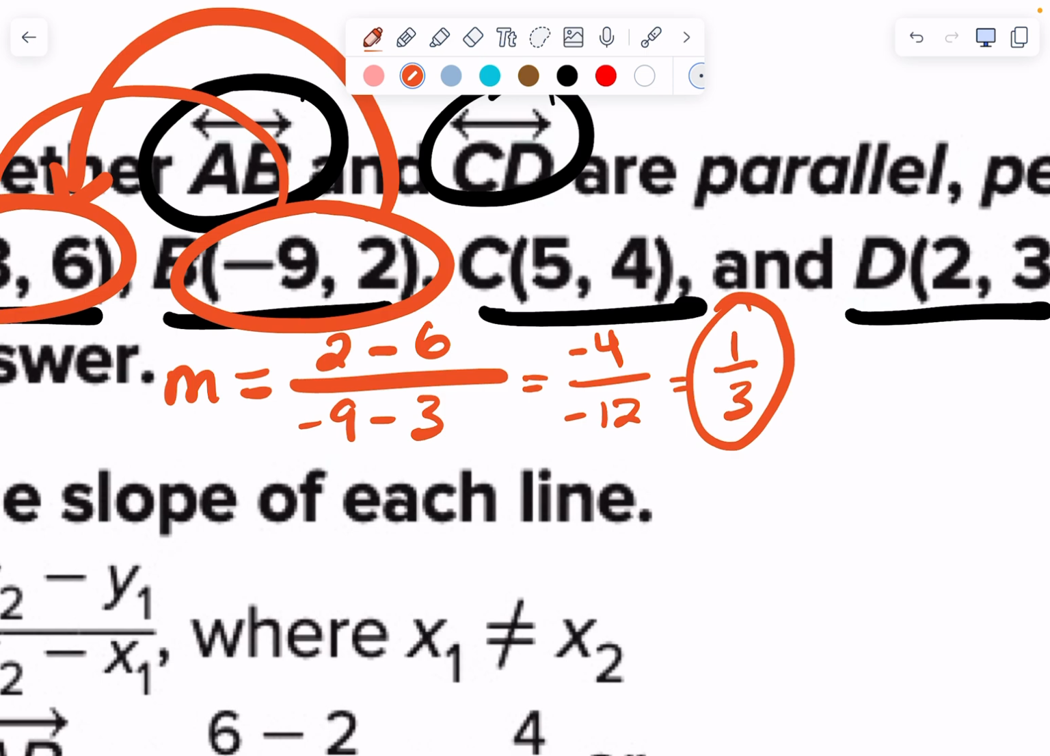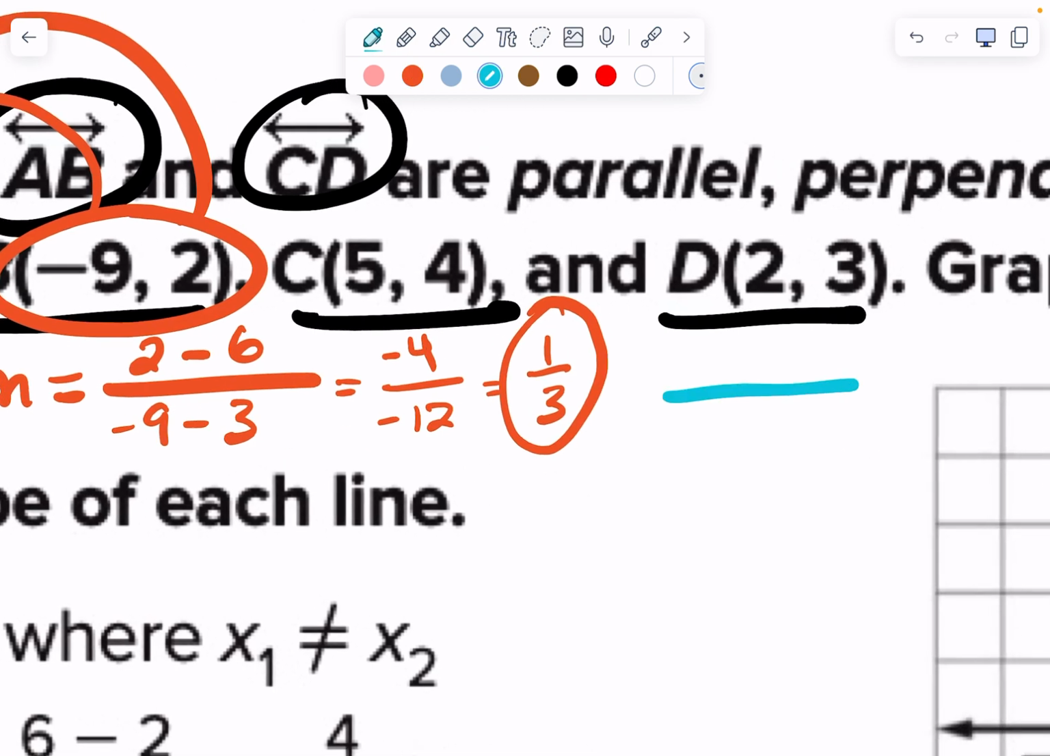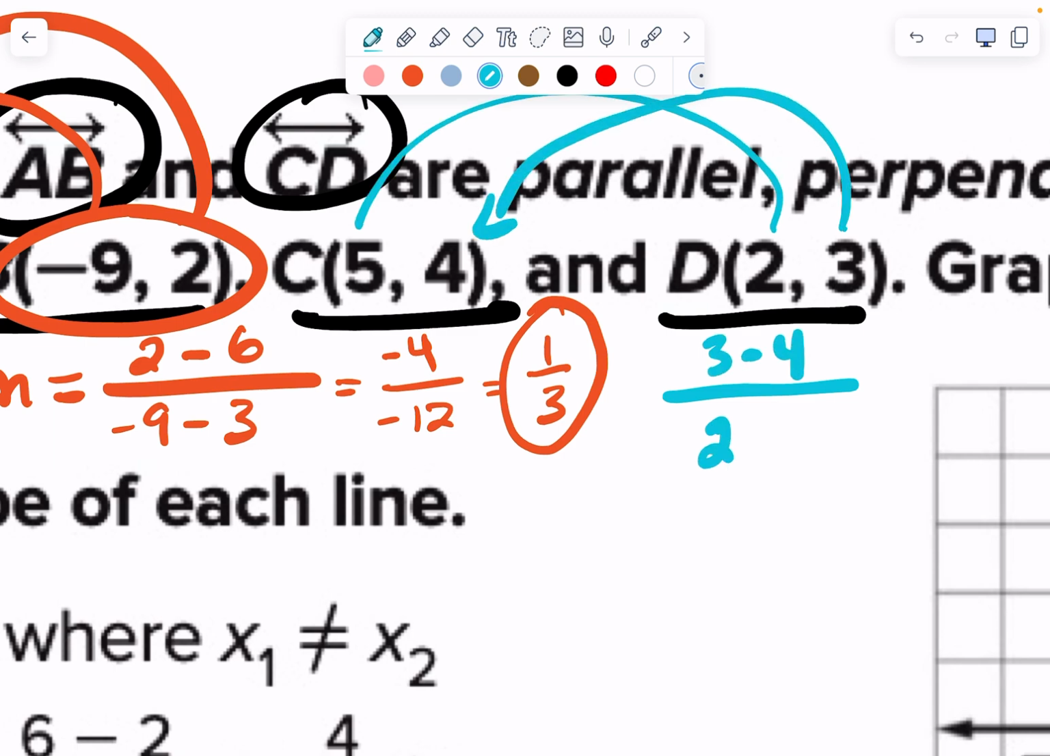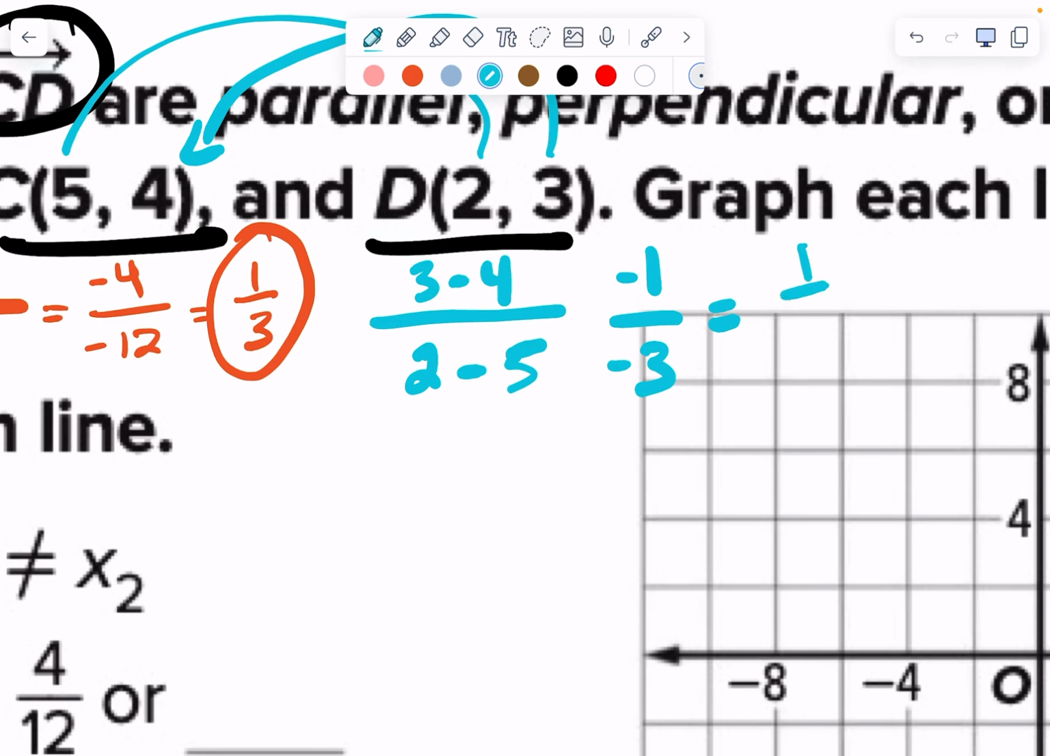If these two lines are parallel, CD will have a slope of 1/3. If they're perpendicular, it will be negative 3. If it's neither of those, then it's neither parallel nor perpendicular. Let's do CD: y2 minus y1 over x2 minus x1. 3 minus 4 over 2 minus 5. 3 minus 4 is negative 1. 2 minus 5 is negative 3. The negatives cancel out to 1/3. They are parallel.